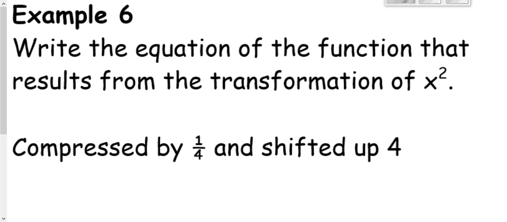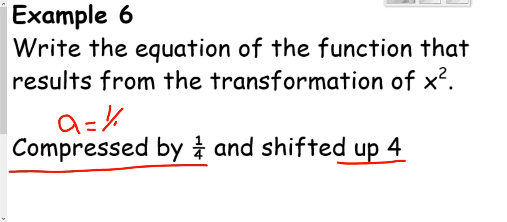Let's try another one. So we're writing the equation of the function that results from the transformation of x squared. So we have here a compression, and we're shifting up 4. What value, a, h, or k, is a compression? It's your a, so we know that our a value is going to equal 1/4. But then, if we are shifting up 4, which value is that? It's our k value.